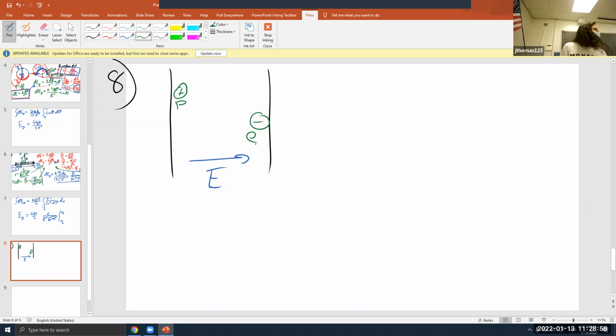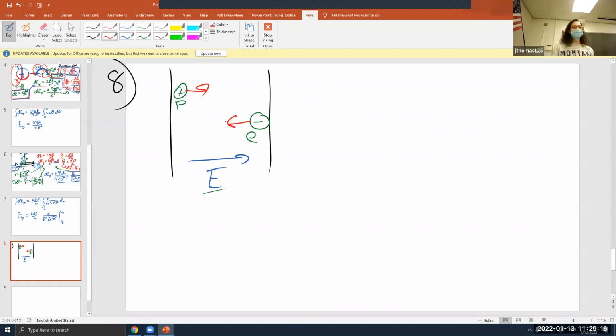And I didn't mention this, but the electric field points in the direction that a positive charge will go. So that means that my proton is going to go to the right. On the other hand, a negative charge will just do the opposite of whatever a positive charge does. So the electron is going to go to the left.